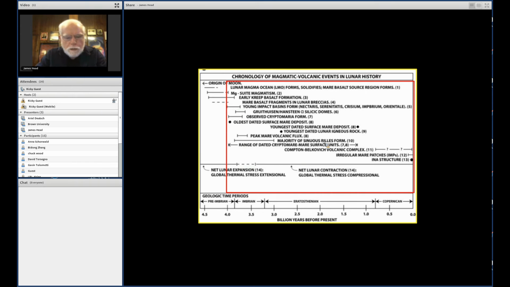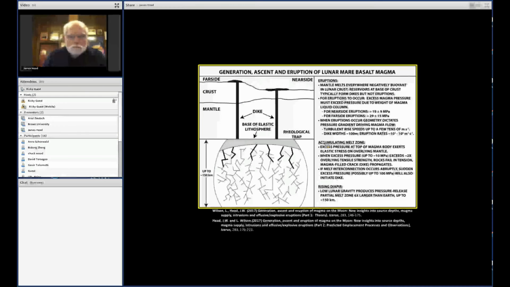So let's take a look at the geological record, and this chart is in the Head and Wilson paper in 2017, I think. But let's talk about what the origin is. So what we see here is the potential full range of mare volcanism, which is almost the full range of the history of the moon. On the left-hand side here, you can see the oldest dated mare deposits. We see a range of dated cryptomare surfaces, et cetera. So early on, we find evidence for mare basalts in samples, as well as the end of the Mg suite magmatism and other types of things that give us an idea that around 4 billion years ago, mare volcanism started.